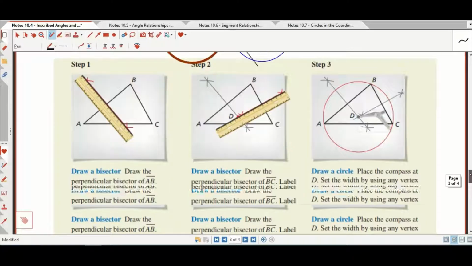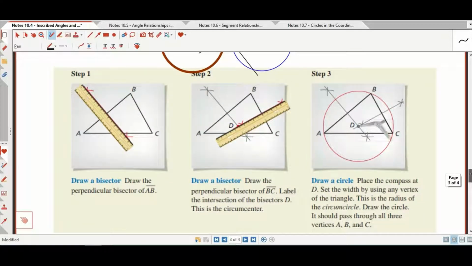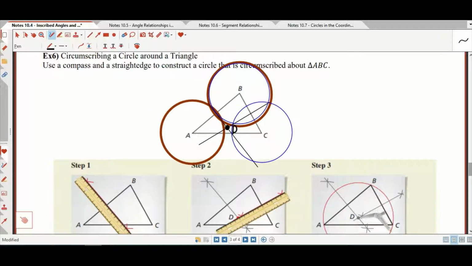And we're going to put our compass at D and then make a circle that goes around the vertices. That is, take your compass, put the pointy end on D, bring your compass out to any of the vertices, and it will go through all three of them. All three vertices just perfectly. Very good. There it is.